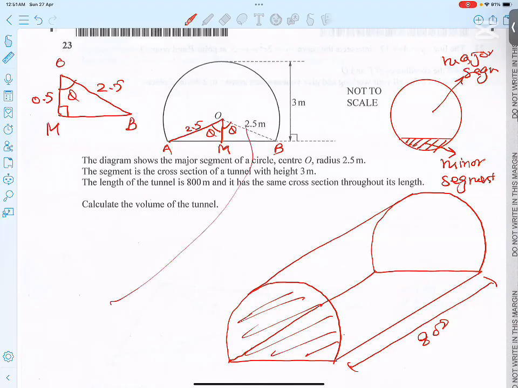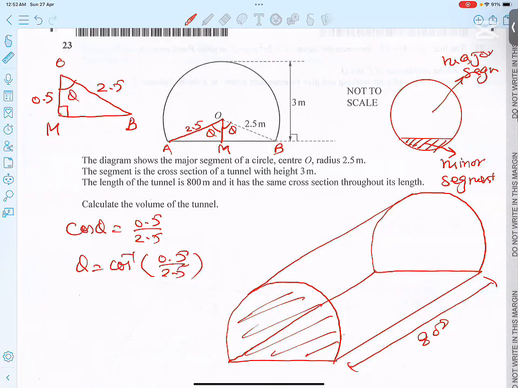I need this angle, otherwise I can't solve the question. So I use SOHCAHTOA. In front of 90 degrees is the hypotenuse, this is called the opposite, and this is called the adjacent. So adjacent over hypotenuse is cos theta. So cos theta is 0.5 over 2.5. So take cos inverse of 0.5 over 2.5.